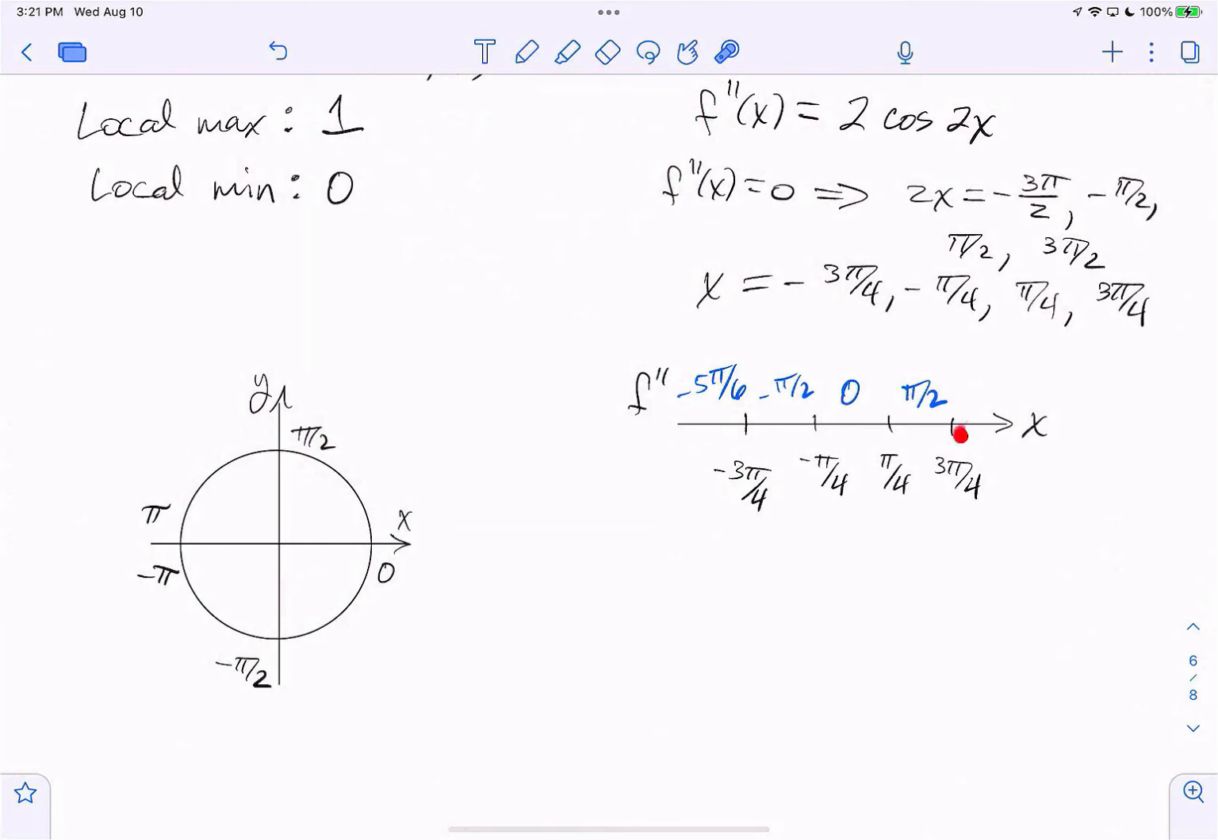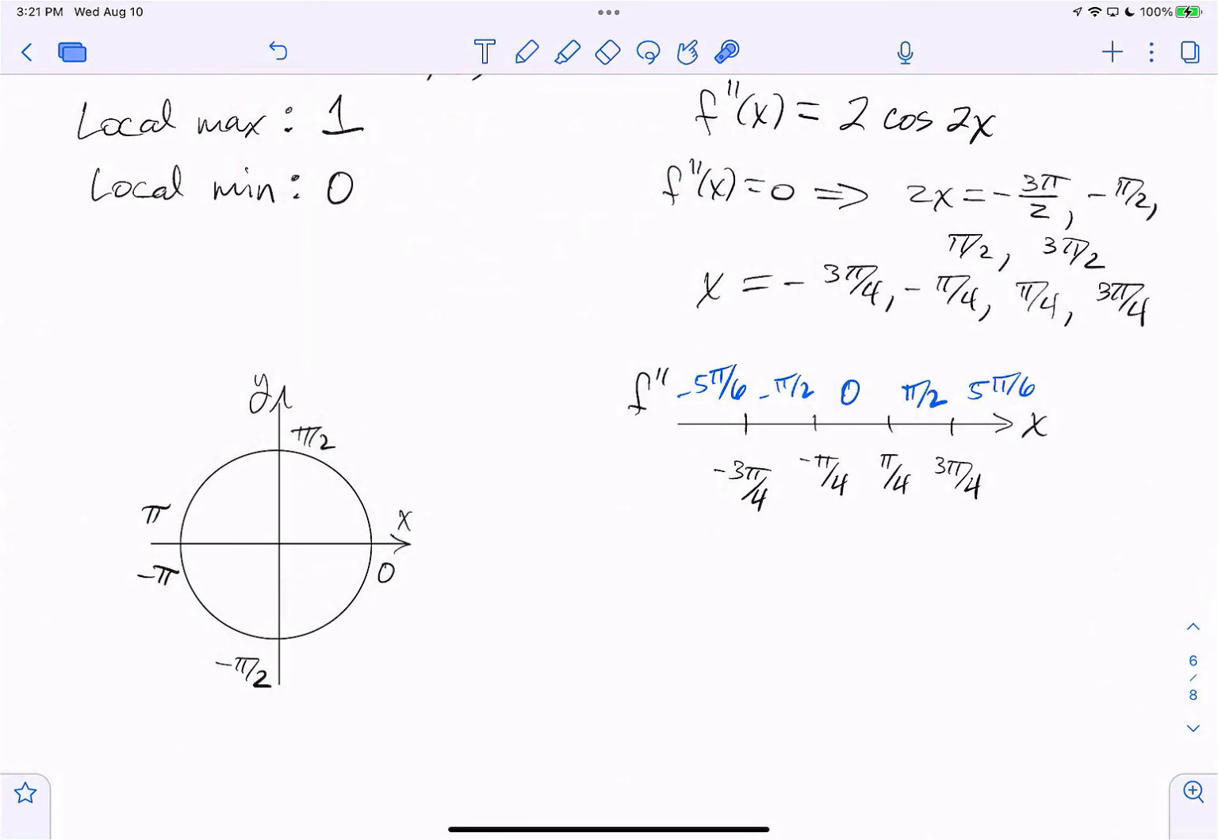And to the right of 3 pi over 4, which is over here in the second quadrant, I don't want to go too far, so I'm going to use 5 pi over 6. Now keep hanging on. Remember, we're looking at f double prime is 2 times the cosine of 2x. So before I evaluate f double prime, I've got to double all of these angles to figure out what's going on. Negative 5 pi over 6 is way over here, just underneath the negative x-axis. And if I double that, then I get negative 5 pi over 3, which lands in the first quadrant.